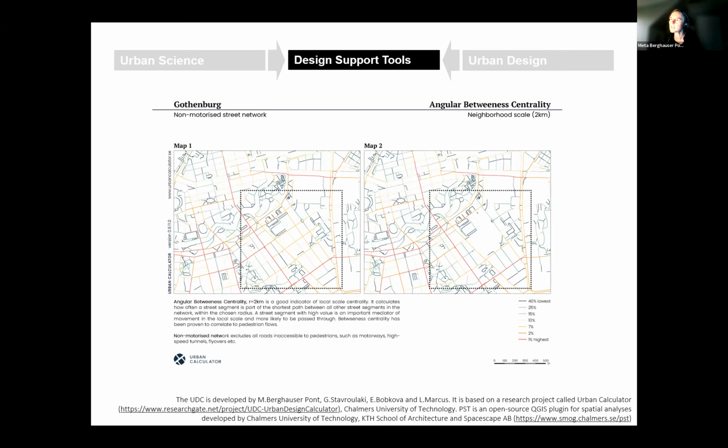So what you can do in this tool is you have a network of a city, you have the density types in the city, you can add streets, you can add buildings, and then calculate the new centralities, the new densities, but also the pedestrian counts.